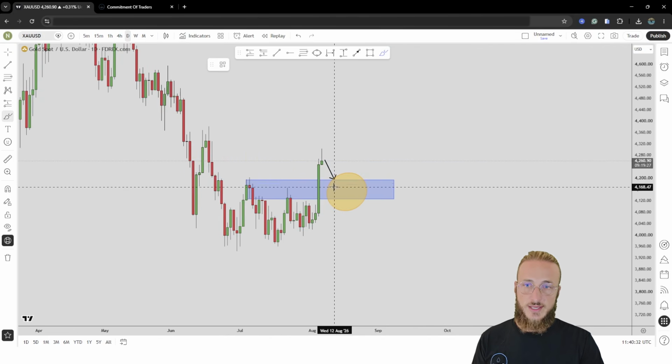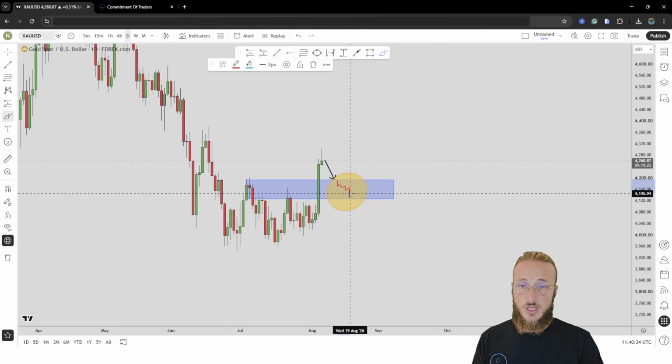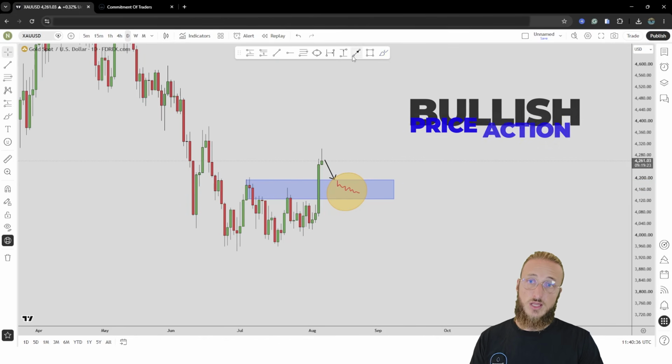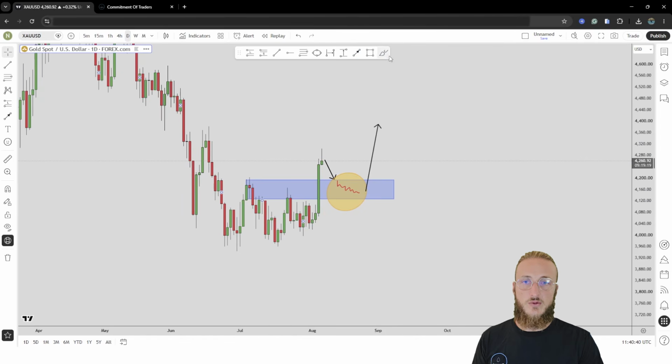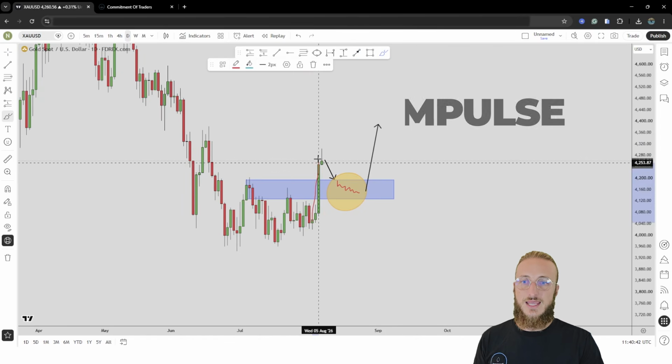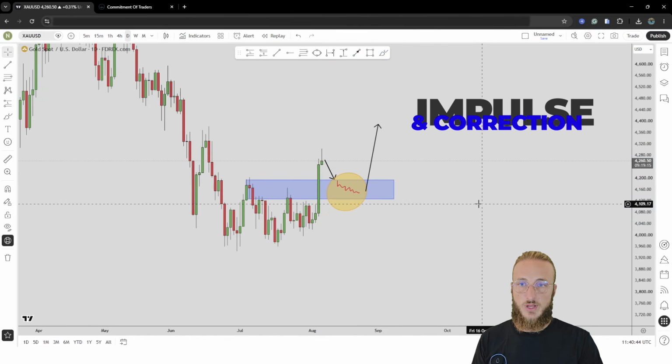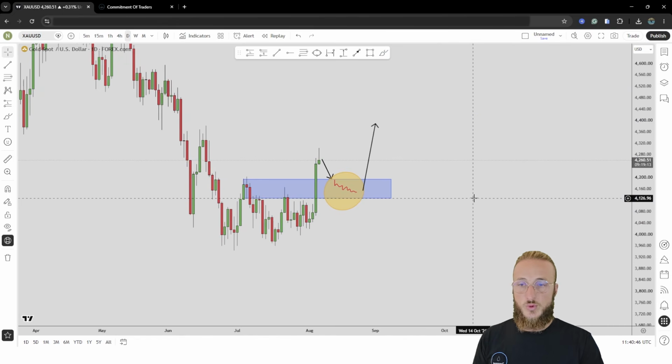Therefore, what I would expect is that if this market would shift from an intraday bearish to bullish market, I wouldn't be surprised to see a nice rejection to the upside away from this area for the market to complete this daily impulse correction and impulse pattern to the upside. That definitely wouldn't surprise me.